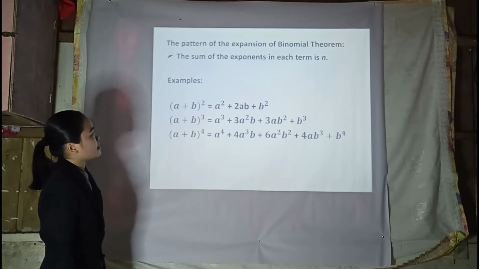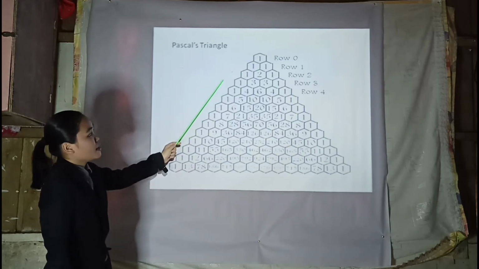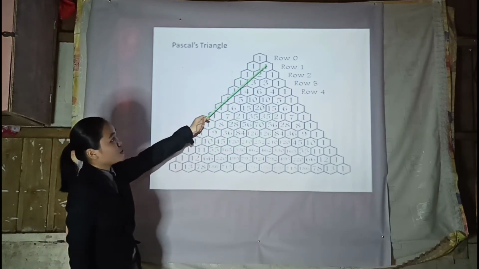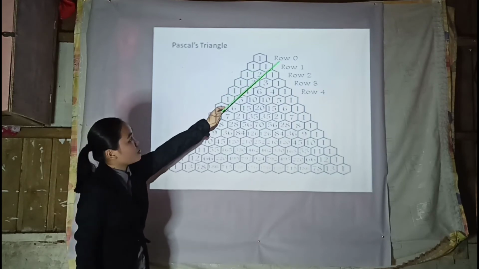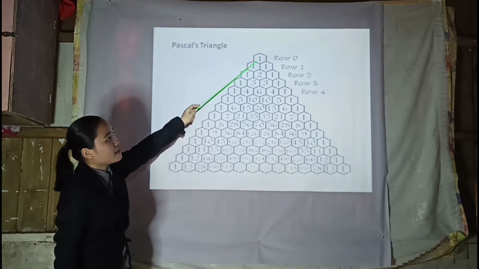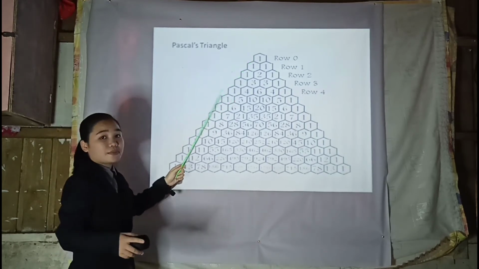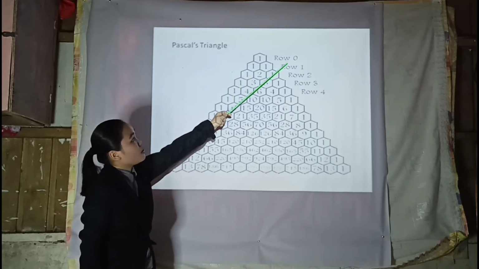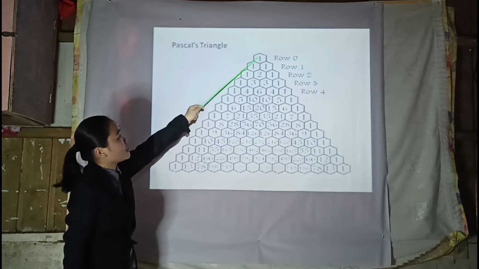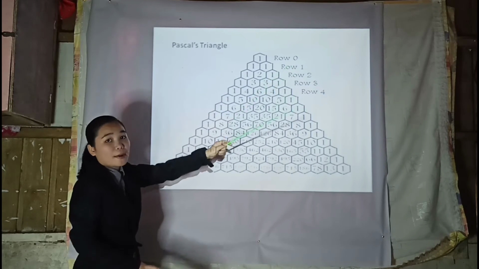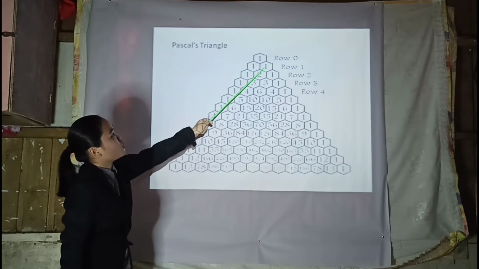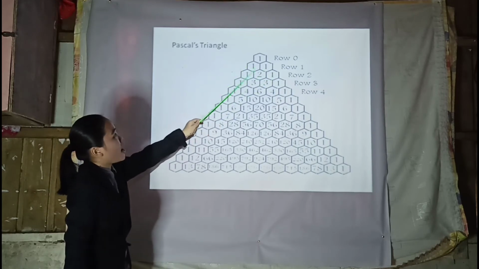Okay? Next, Pascal's triangle. Pascal's triangle can help you find the coefficients, from row 0 and so on. In row 0, since our n here is 0, we have one term, and the coefficient here is 1. In row 1, our n here is 1, so 1 plus 1 equals 2. We have 2 terms, and our coefficients here are 1 and 1.